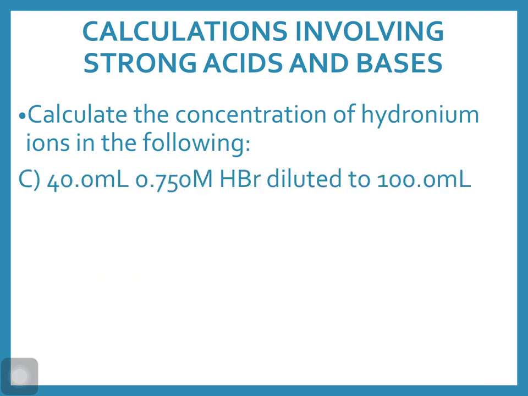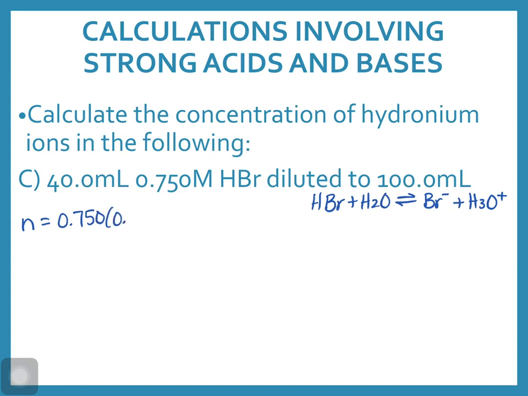Okay, when I have a dilution, what I can do from my volume and concentration is figure out how many moles of hydrobromic acid I have, and then use my number of moles with the new volume to solve for the concentration. HBr would dissociate to become Br minus and H3O plus. So we have a 1-to-1 ratio there.